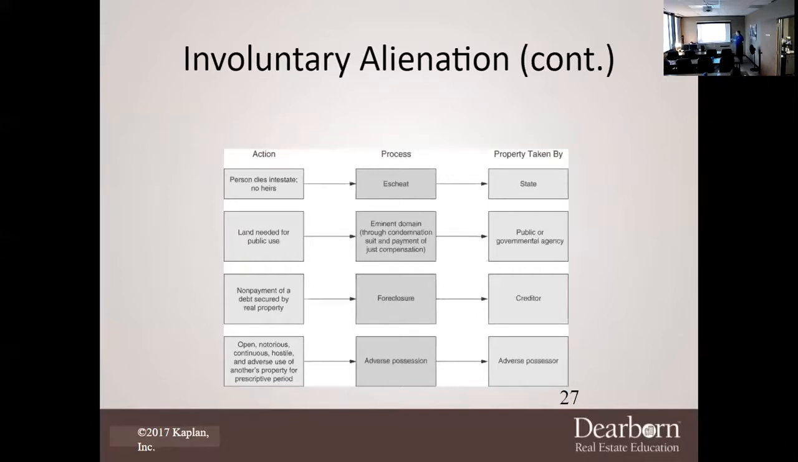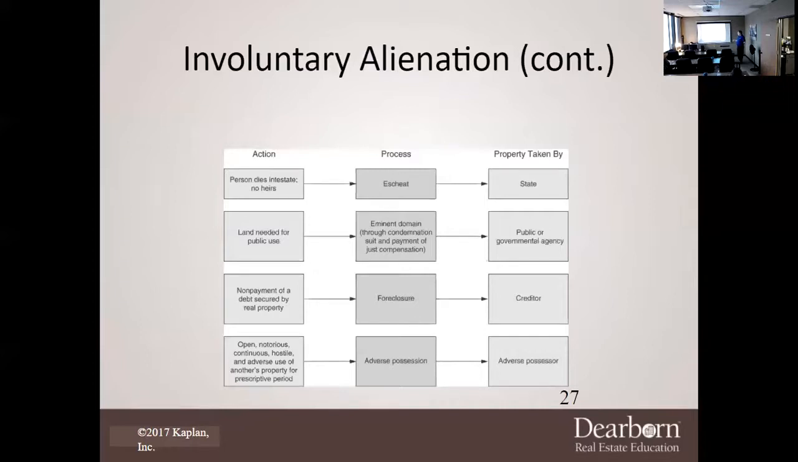Now, if the land is needed for public use, then we use what's called eminent domain through a condemnation suit and payment of just compensation, and the property is taken by the public or a government agency. Then there's the non-payment of debt secured by real property, a mortgage not being paid. You're going to be foreclosed on, and it's going to go to the creditor.